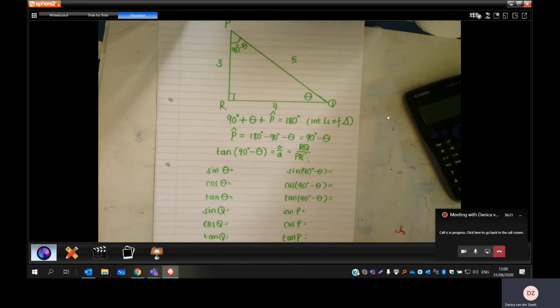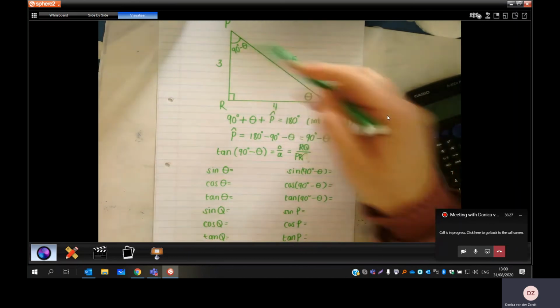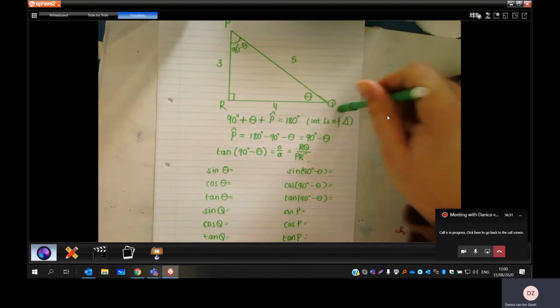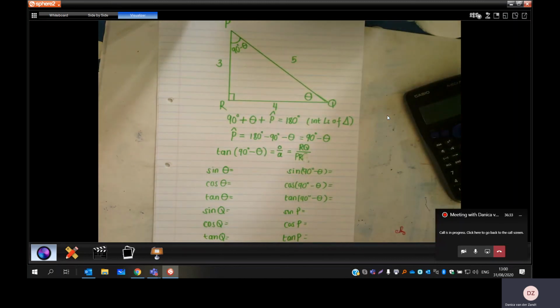Okay, there you go. So your top letter is P, R, Q, theta, 90 minus theta, PR is equal to 3, PQ is equal to 5, RQ is equal to 4. So, SOH CAH TOA. Giving you only 2 minutes to do all 12.